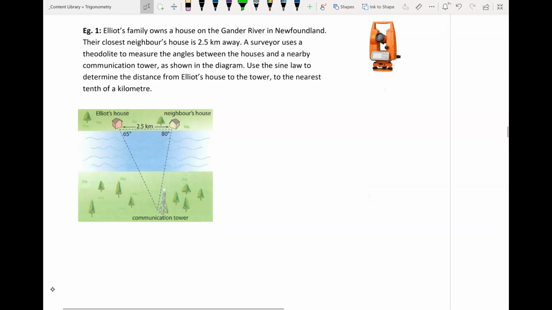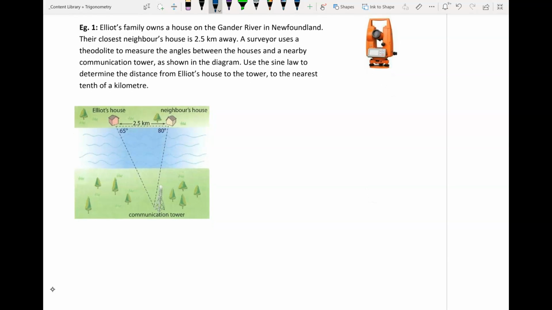So here's the first problem we're going to try. Elliot's family owns a house, and their closest neighbor is 2.5 kilometers away. So this is Elliot's house here. This is the neighbor's house, and the distance between those two is 2.5 kilometers. We also know the measure of the angle between the house and the nearby communication tower as shown in the diagram. So we know this angle here is 65 degrees, and this one here is 80.